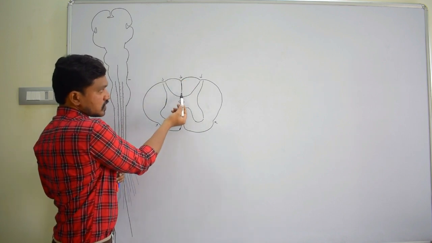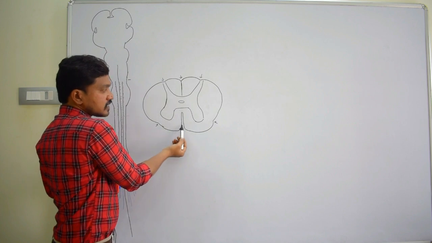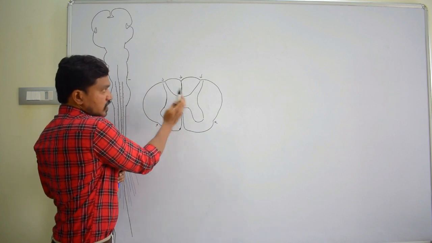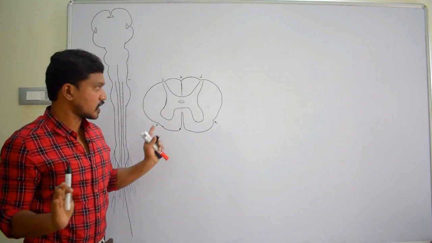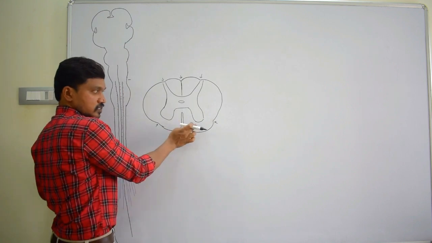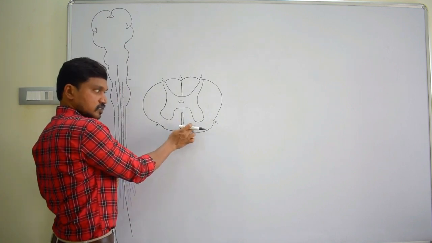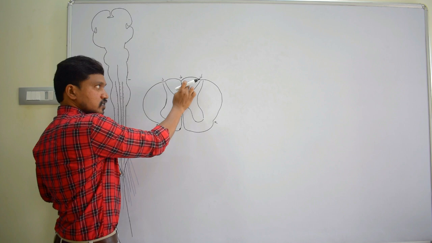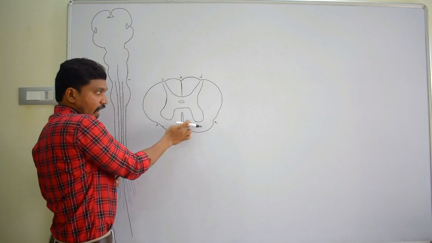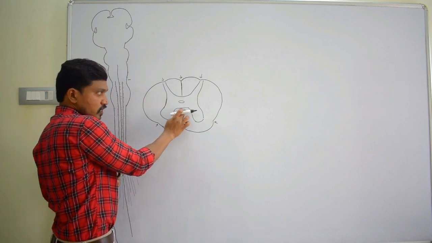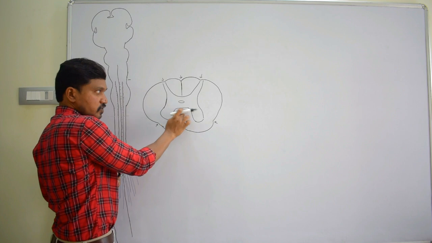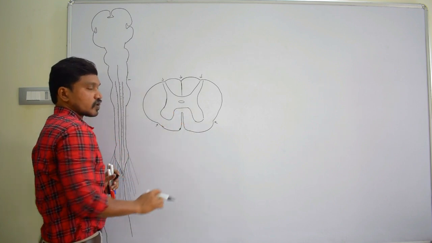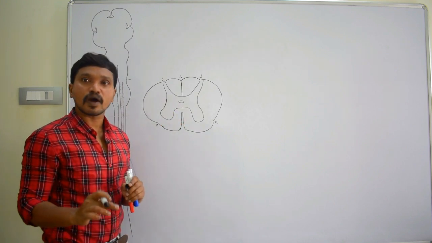Because of the posterior median septum and the anterior median fissure, the spinal cord is divided into two halves, right and left. Then this is the anterior white funiculus, this is the lateral white funiculus, and this is the posterior white funiculus. The anterior white funiculi of both sides are united here. This communication is what we call the anterior white commissure.